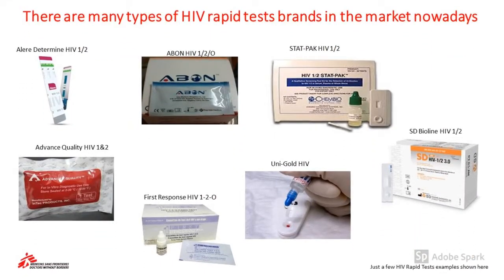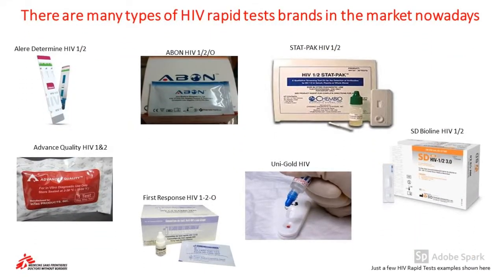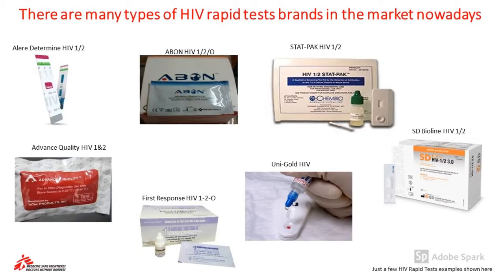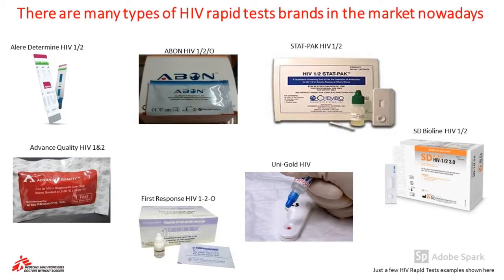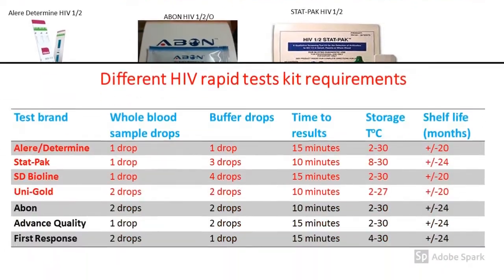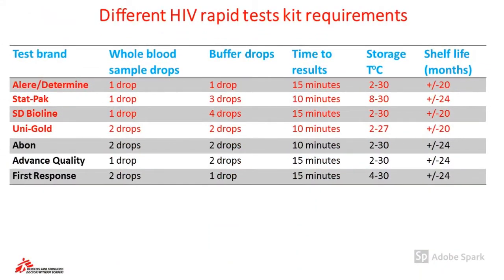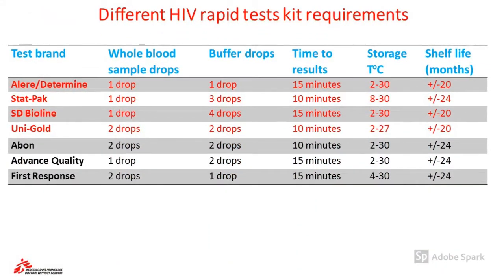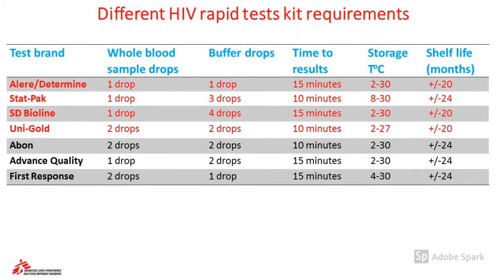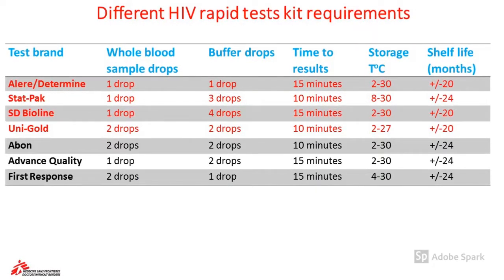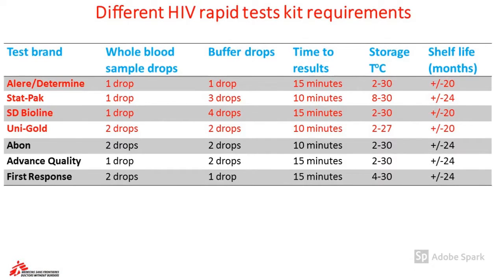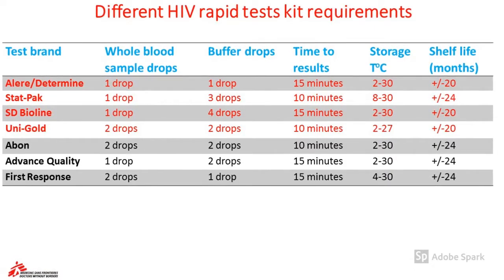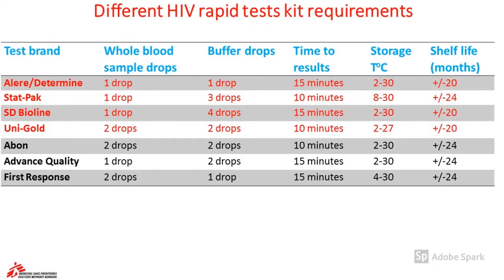Nowadays, there are so many different rapid HIV test brands in the market, and different organizations usually recommend different test brands for their algorithms. These different HIV test kits also have different requirements for the amount of client blood drops to be added, together with buffer drops and time to results, and this all could have an impact on the HIV test result if one does not pay attention to this.